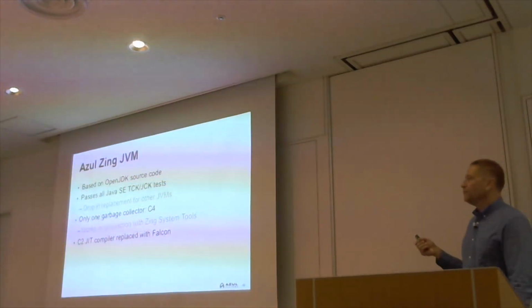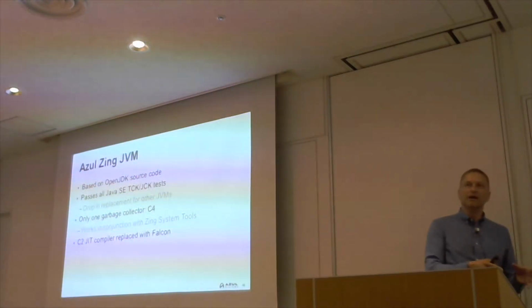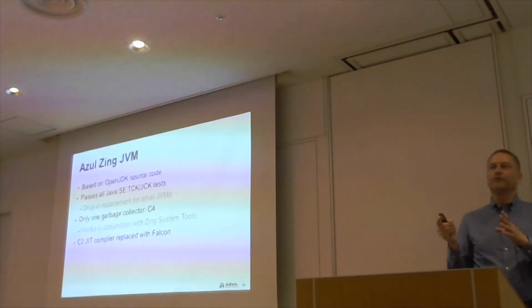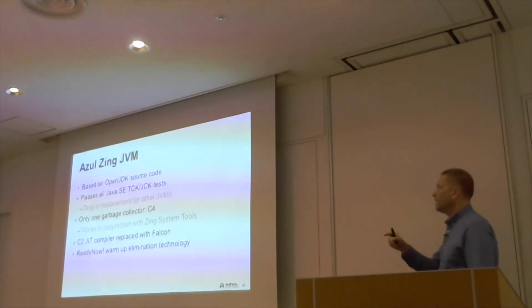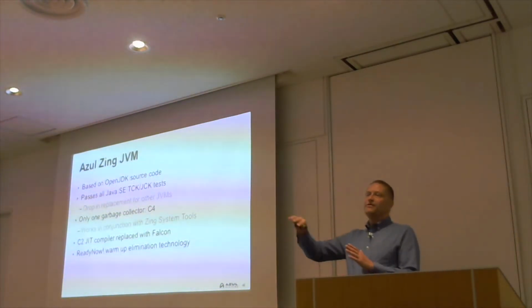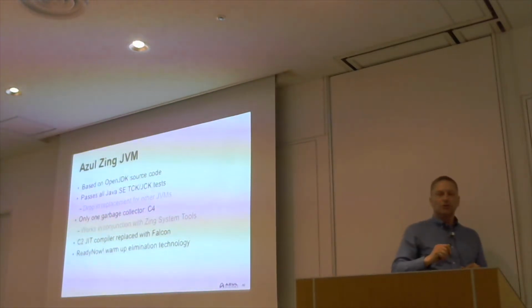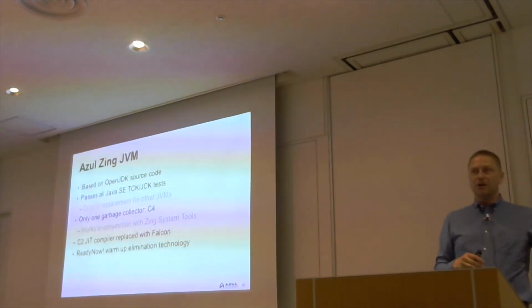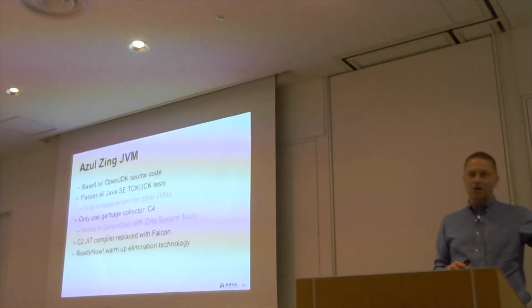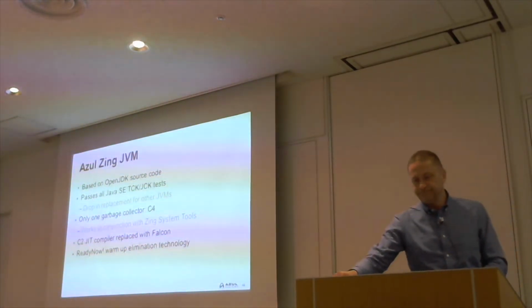And then what we've done more recently is to replace the C2 JIT compiler with a new one that we've written called Falcon. And then lastly, to look at how to alleviate the problem of warm-up, we've created a thing called Ready Now, which looks at how to fix the problem of going from an adaptive compilation through interpreting through C1 into C2.